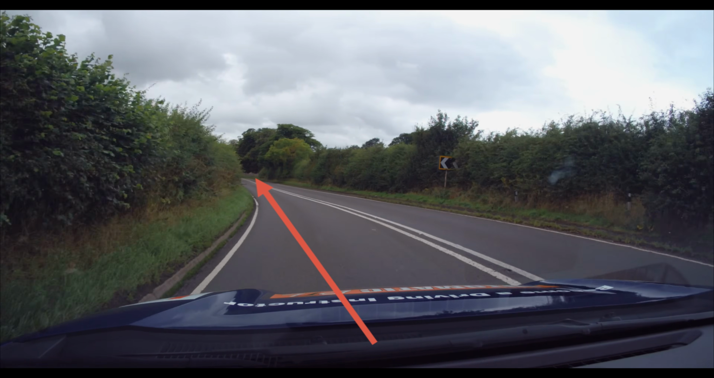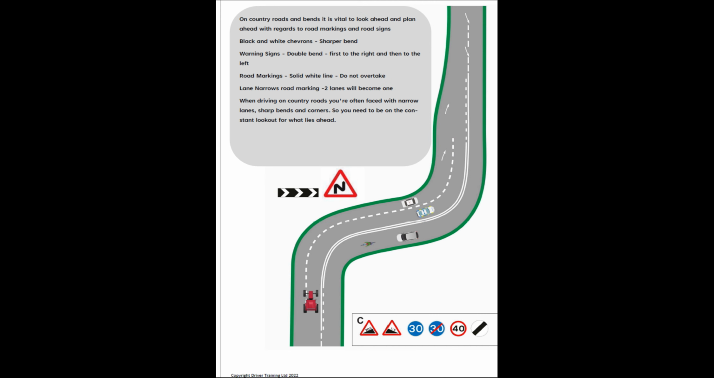The reason for that is you need to know what's coming up. So if we're looking at the vanishing point, we can tell if we've got sharp bends. So we may not have black and white chevrons or a sharp bend sign, but by using this method, we will know if we're doing the right speed for the bend that we're coming up towards. So we hope this has helped you understand more about the vanishing point or using the arrowhead method.